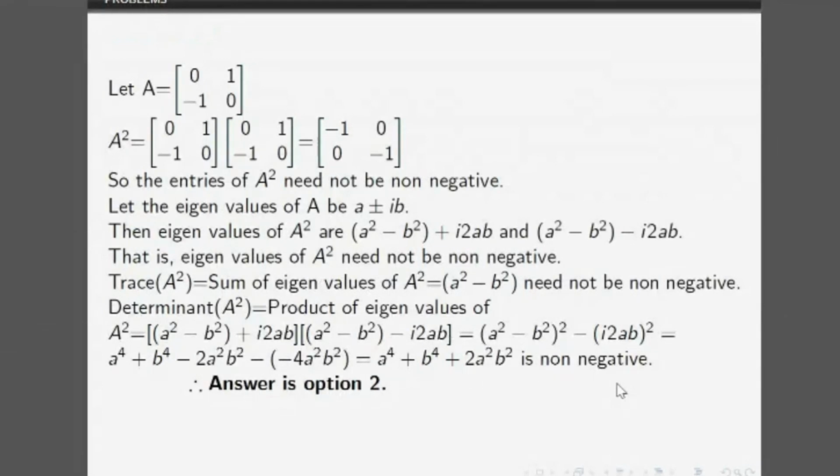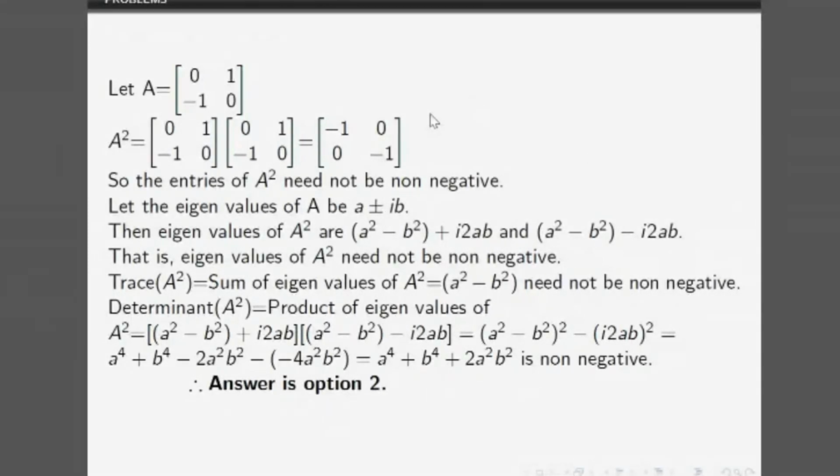So let's keep the last 3 options aside. We'll look at the first question, that is, the square of the matrix. All the elements in the square of A are non-negative. So this is one counterexample for it. You can find other counterexamples as well. This is one such A with real entries, but its square we obtain as minus I. So its entries are not non-negative.